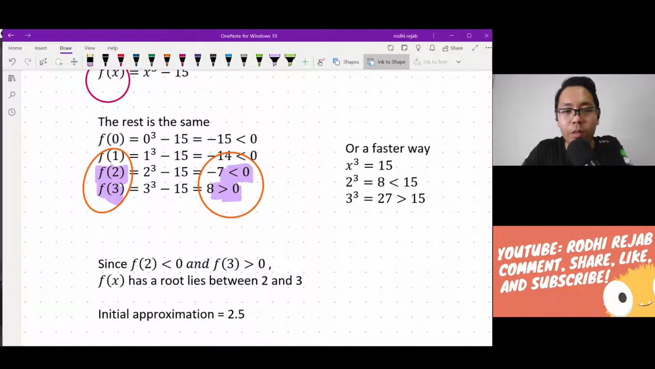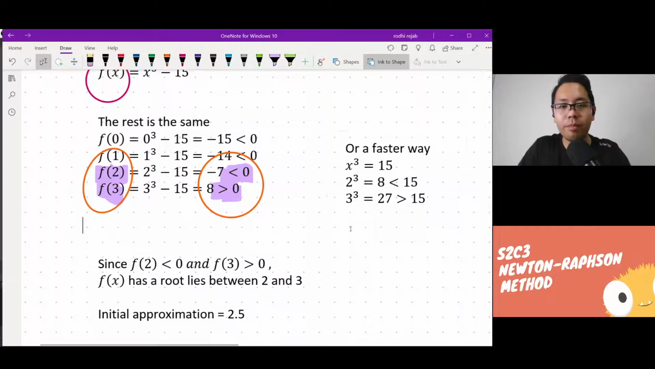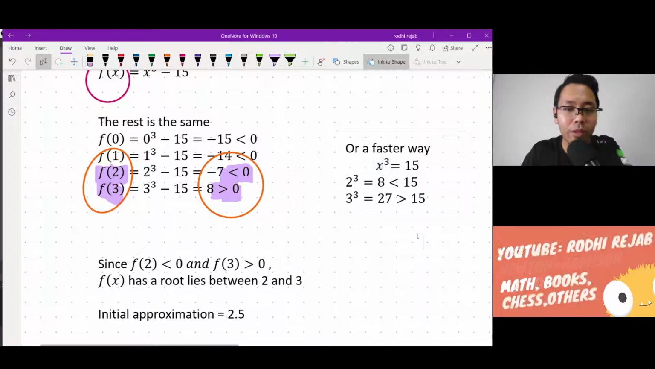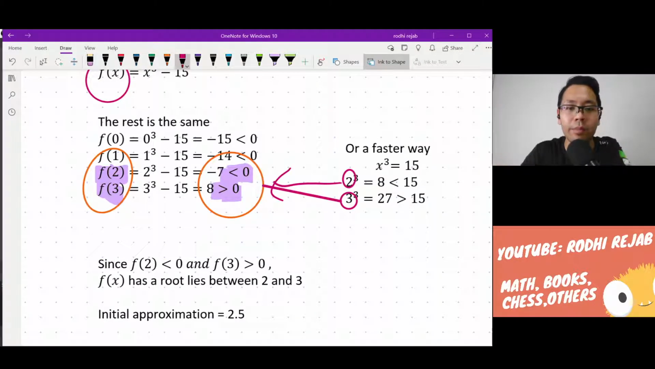Brute force, yes, but there's a quick way to find it. You can do it this way, where x cubed equals 15, so 2 cubed is 8, which is less than 15, and 3 cubed is 27, which is more than 15. Maybe it's better if I move this a bit. You got the idea. So as you can see here, 2 and 3, then you can skip the whole thing and quickly come here.